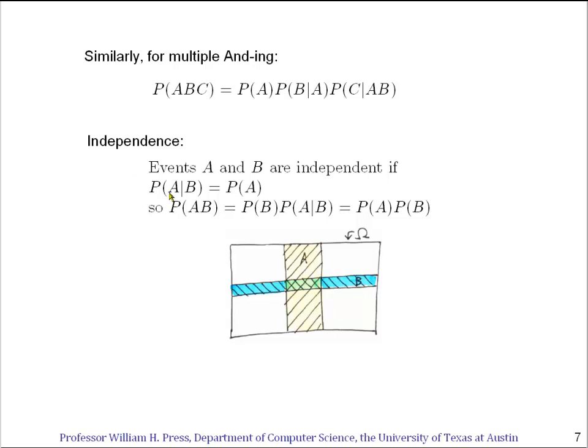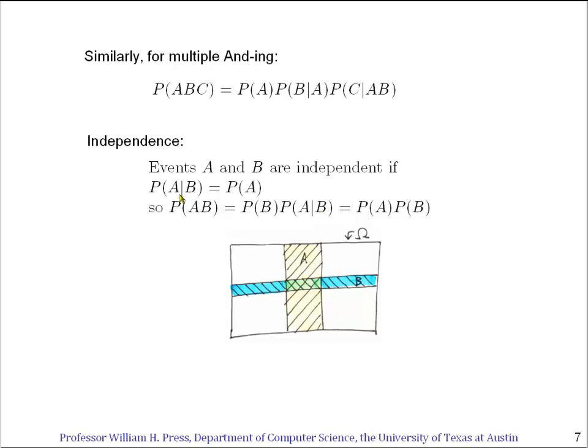Now, when A and B are independent, we get this useful result. We can compute the probability of A and B, okay? And now, by the law of conditional probabilities, that's the probability of B times the probability of A given B. That's essentially from the definition of what given means.